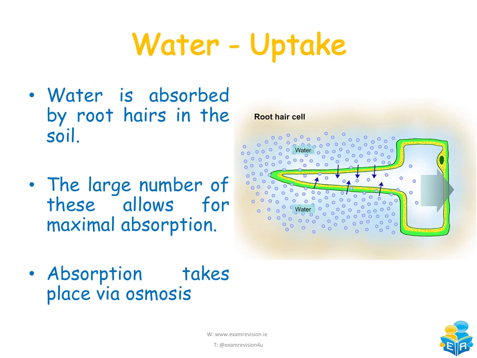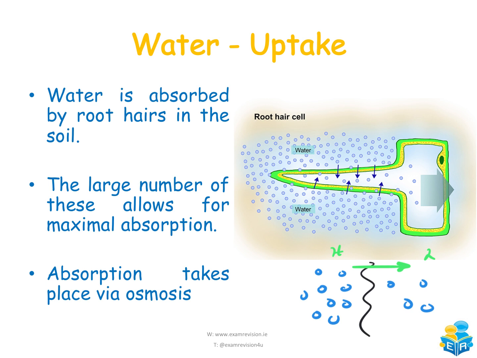Now, the first thing we're going to look at here is the uptake of water. So how does water actually get from the soil into the plant? So it's going to happen by osmosis. And again, we've already looked at this, but if we have our semi-permeable membrane, we have lots of water molecules on one side of that semi-permeable membrane and very few on the other. Osmosis is the movement of water molecules from a region of high concentration to a region of low concentration. It's a passive process, no energy is required.